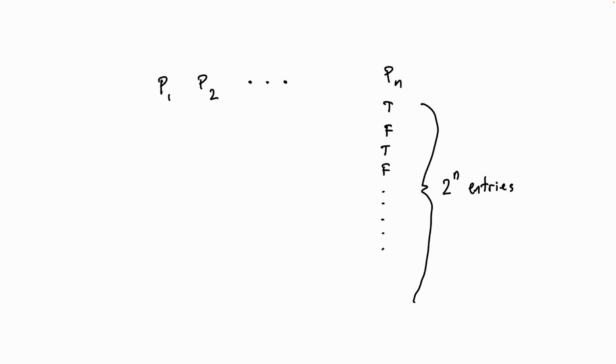Now go to the atom right before that one, and in its column, write 2 T's followed by 2 F's, followed by 2 T's, followed by 2 F's, until you've again made 2 to the n entries in that column. Now move a column to the left again, and once again double the number of consecutive T's and F's that you write. So this time you'll write 4 T's followed by 4 F's, followed by 4 T's, followed by 4 F's, and so on. Continue that process until you've filled out the column for each atom. That will give you all the possible valuations of your list of atoms.